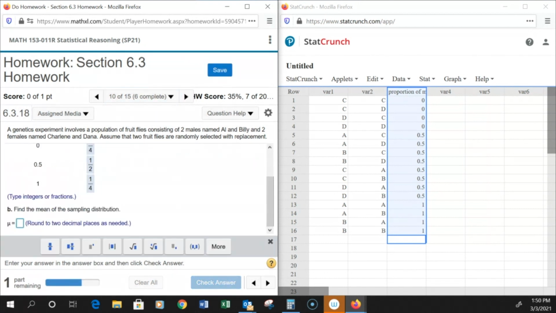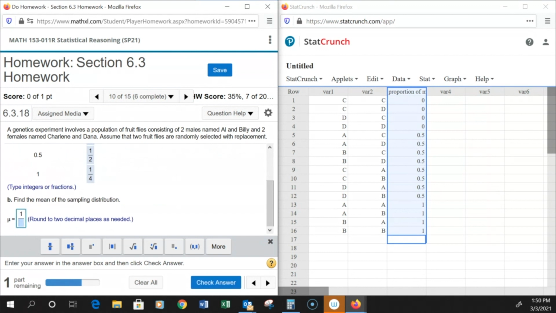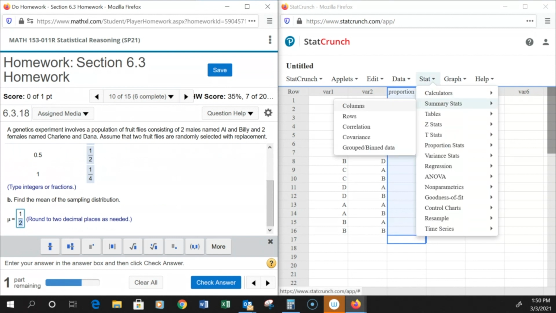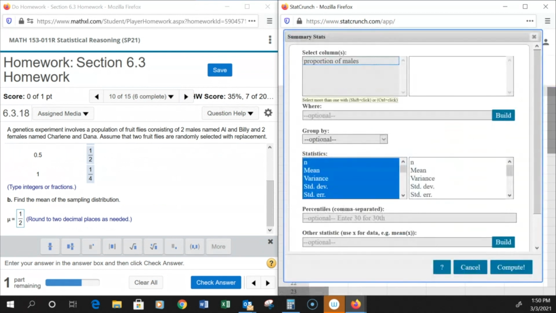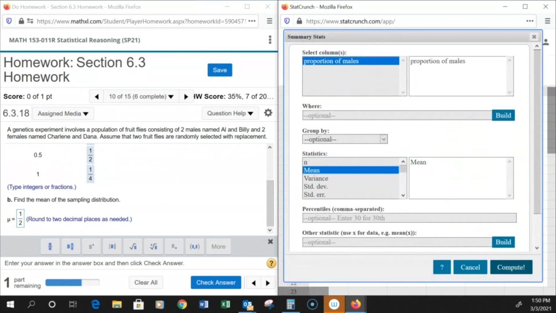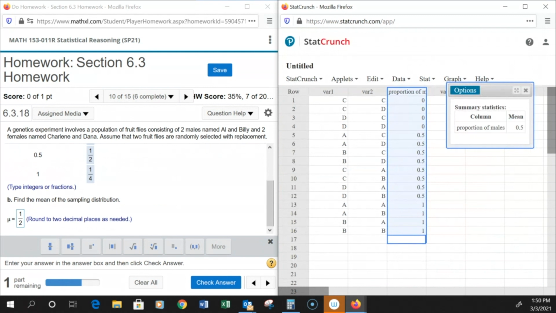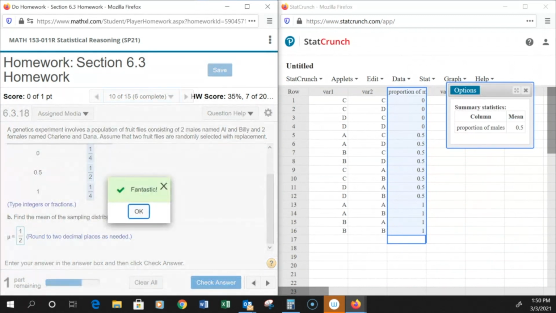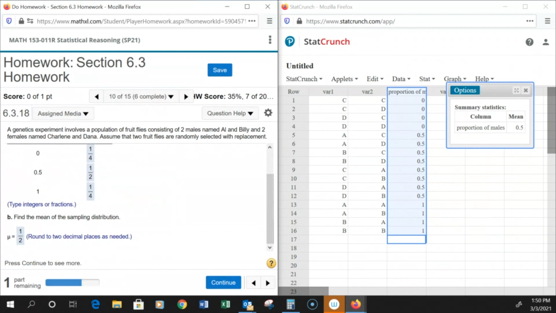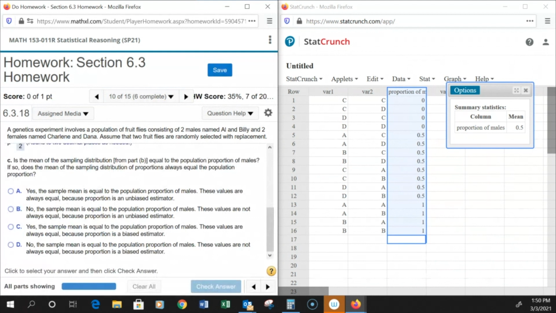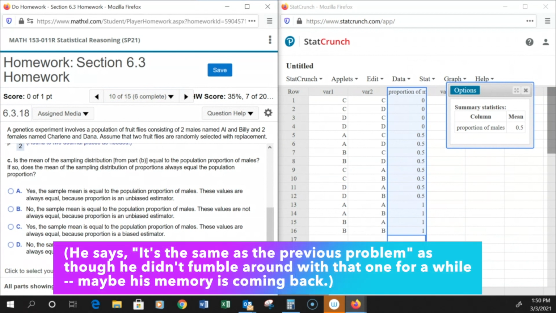So what do we know? We know that the mean is 1/2. Why do we know that? Well, because we came over here to stat, we went to summary stats, these data are arranged in a column, we chose that column and we selected the mean and we know it's a half. Yep, it's a half. Good job. How come you put it in ahead of time? Because I know what this distribution is, this sampling distribution, because we studied it in section 2 of chapter 5 and we know it's 1/2. It was the same as the previous problem.